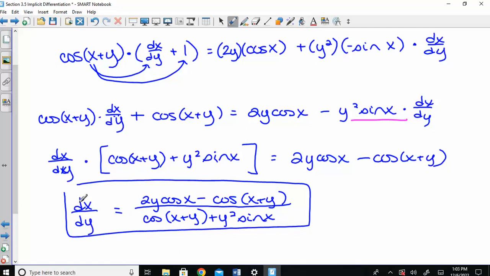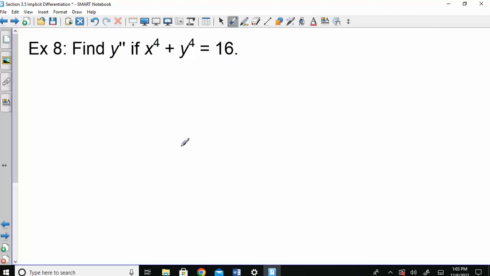Let's go ahead and do one last problem. So what am I asking for on this one? Second derivative. So we have to do it twice. So derivative of x to the fourth would be 4x cubed plus derivative of y to the fourth, 4y cubed dy dx, derivative of 16.